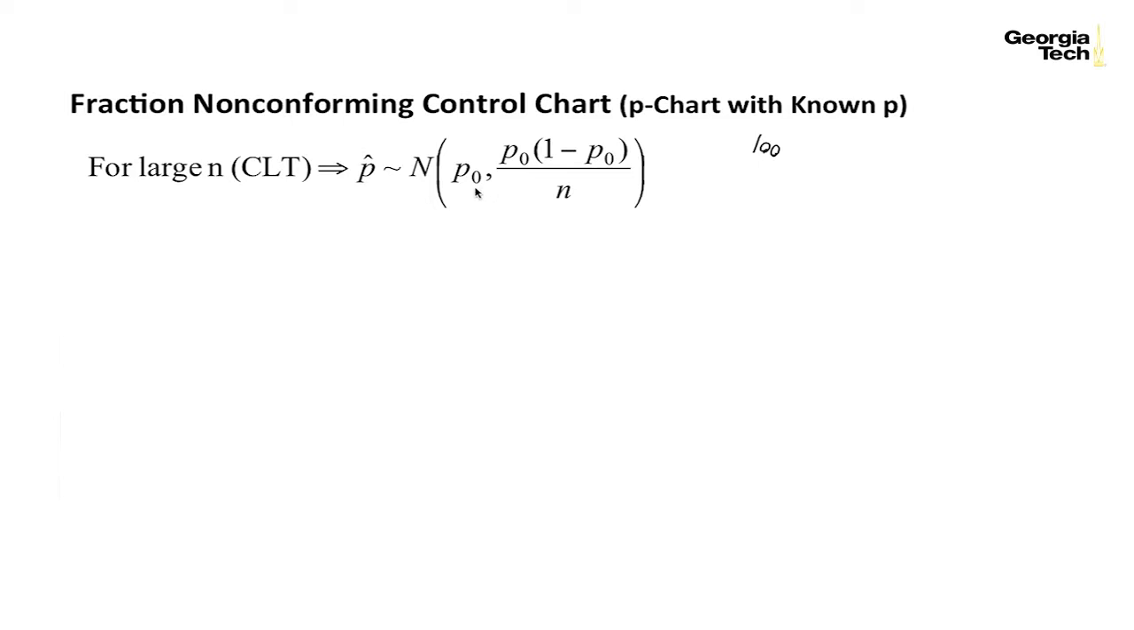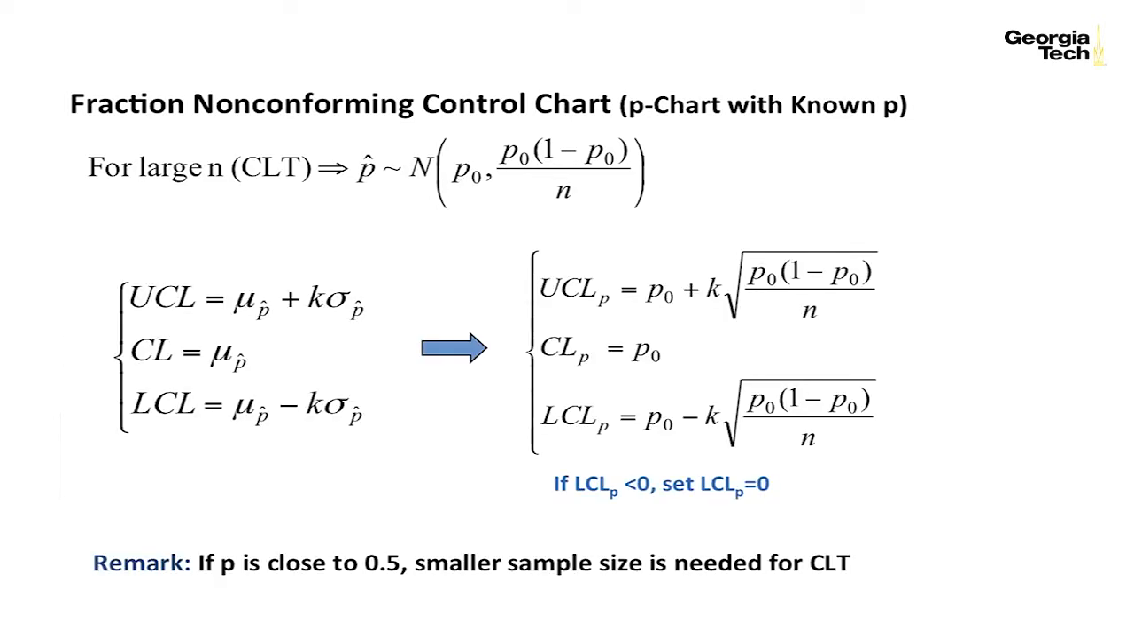And p0 here, just some notation, is the in control fraction non-conforming. If p0 is given, then we can easily find the UCL and LCL for the P chart. Because this is the mean and this is the variance, mean plus or minus k standard deviations gives the control limits. So that's p0, which is the mean, plus k standard deviations, and minus k standard deviations. If LCL happens to be a negative number, and if your sample size is small, that could happen. If the sample size is large, you can avoid this problem. But if it happens to be a negative number, we set LCL equal to 0, because it doesn't make sense to have a negative number of non-conforming items.